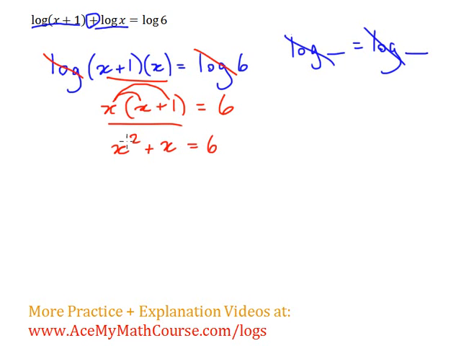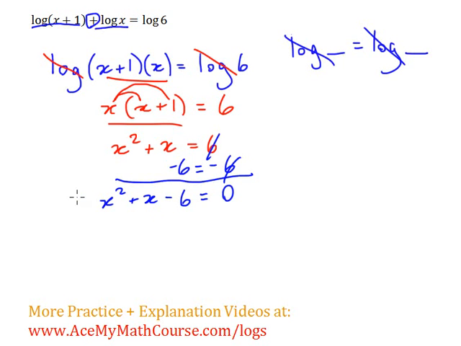Still equal to 6. And I will subtract 6 from both sides of the equation now, because we end up with a quadratic equation. And when we have a quadratic equation, it's a good idea to make the other side equal to 0. 6 minus 6 is 0. You can just bring the negative 6 down. Great, so now we have x squared plus x minus 6 equals 0.